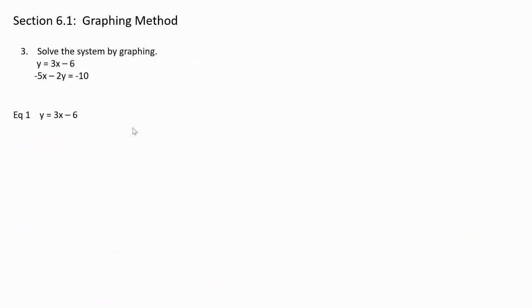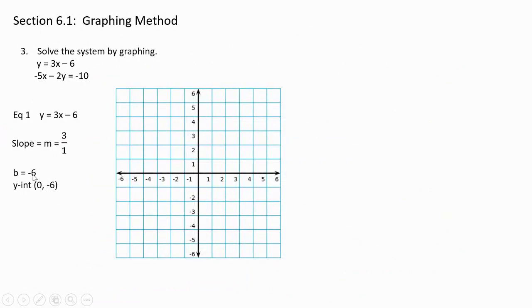Okay, so let's start with equation 1. Let's graph equation 1. In equation 1, the slope is 3 over 1, right? And the b, which is the y-intercept, is 0, -6. This point, 0, -6, is always your starting point. So I'm going to start here at 0, -6, which is right there. Then the slope is 3 over 1, right? So I'm going to go up 3, 1, 2, 3, and 1 to the right.